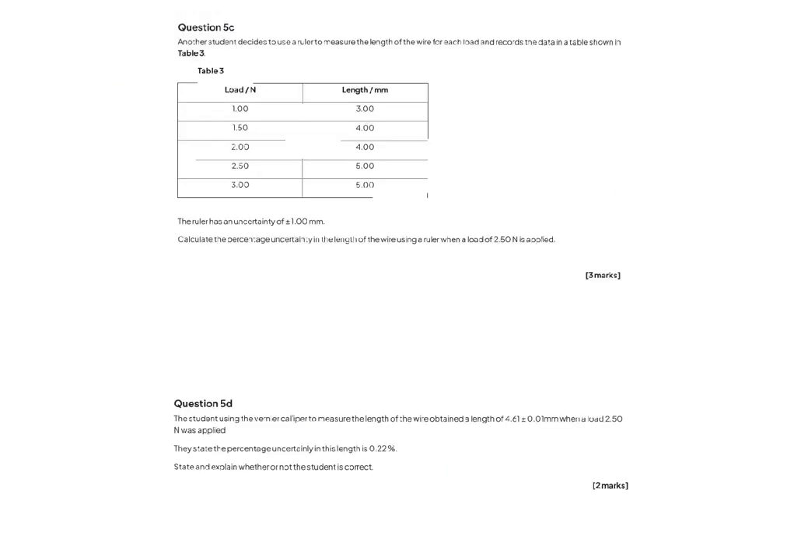On to our final page, question 5c. Another student decides to use a ruler to measure the length of wire for each load and records it in table 3. The ruler has an uncertainty of plus or minus 1 millimeter. Calculate the percentage uncertainty when we look at this load. So we take our absolute uncertainty 1, we divide it by 2.5, and as it's a percentage, we don't forget to times it by 100 at the end, and you are going to get 20%.